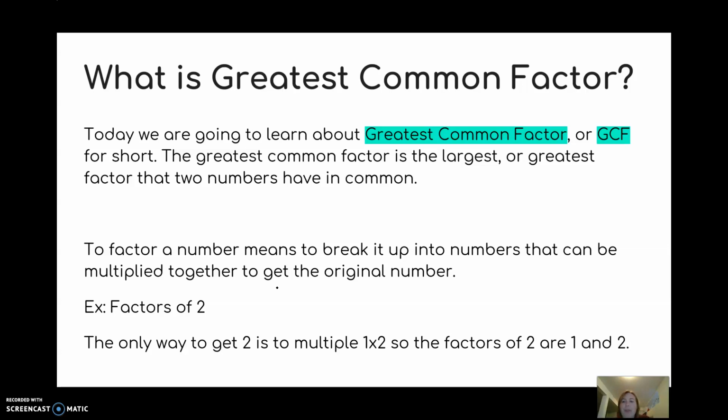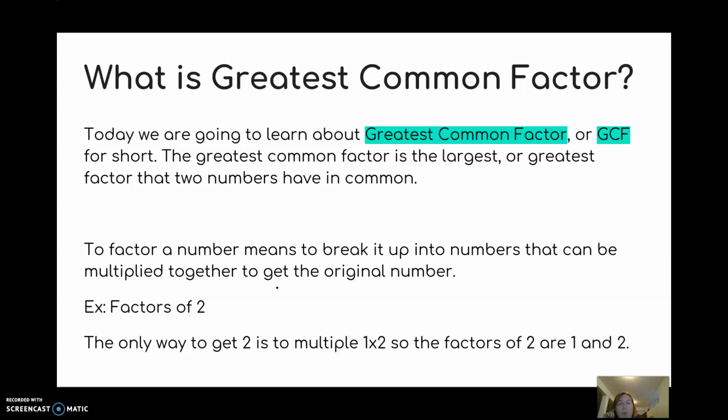Here we go. So, what is the greatest common factor? Today, as I said, we are going to learn about greatest common factor, or GCF for short. The greatest common factor is the largest or the greatest factor that two numbers have in common. To factor a number means to break it up into numbers that can be multiplied together to get the original number. So, for example, factors of 2.